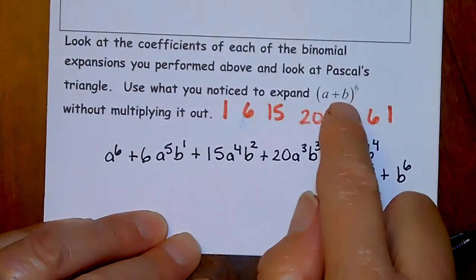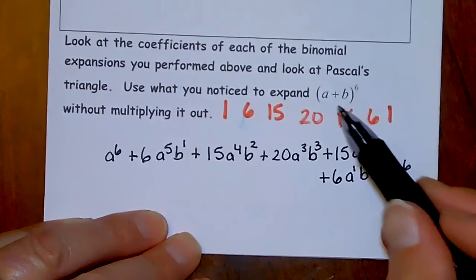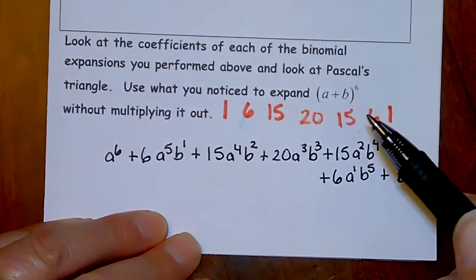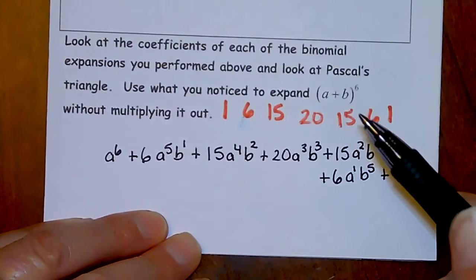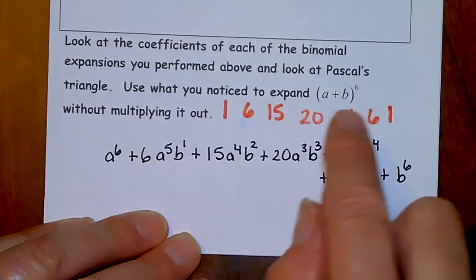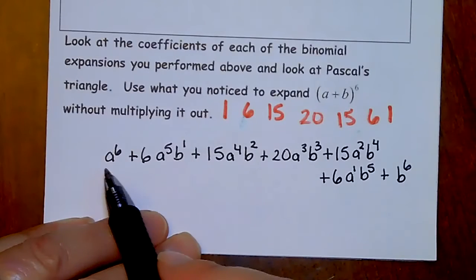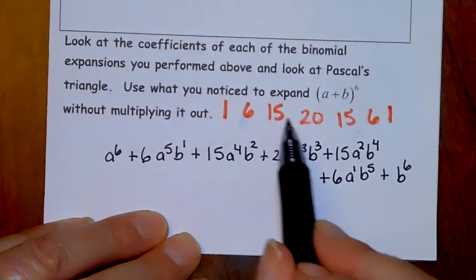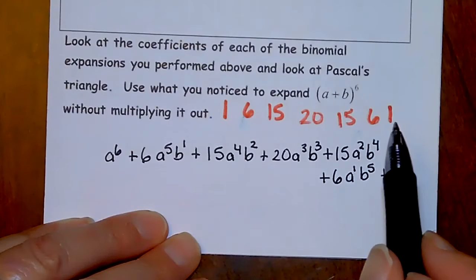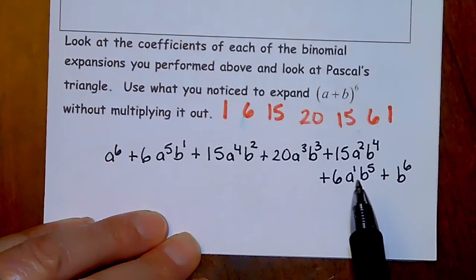And I just multiplied this out. So really this is A plus B times A plus B times A plus B times A plus B times A plus B times A plus B. And instead of having to multiply that out, Pascal's triangle, which is just combinations, all of these coefficients are combinations, ends up giving us the answer.